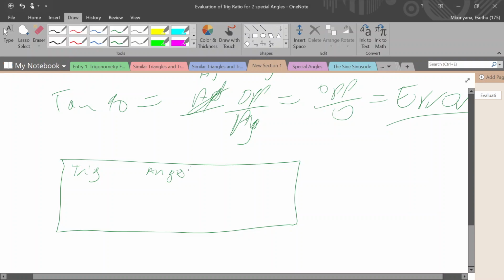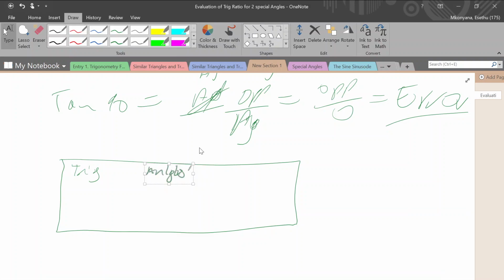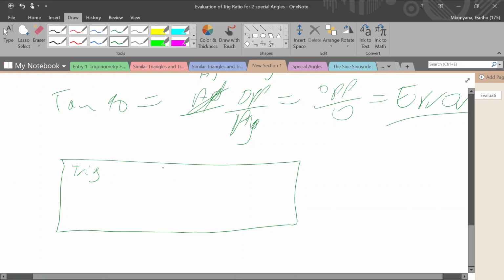So we have our trig ratios, and then we have the angle, and then the angle will be divided into two sections, and then we will have our trig ratios this side.